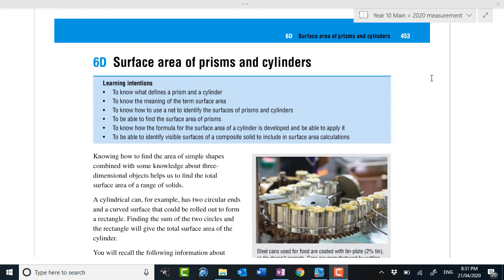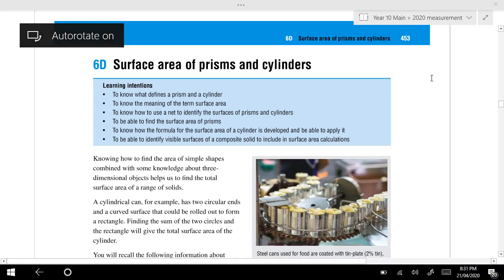So in this lesson I'm just going to go through defining what a prism and a cylinder are. I'm going to talk about total surface area and what that means. We'll have a look at finding the surface area of various prisms, surface area of a cylinder, and also look at some composite shapes as well. So some cylinders on top of cylinders and so on.